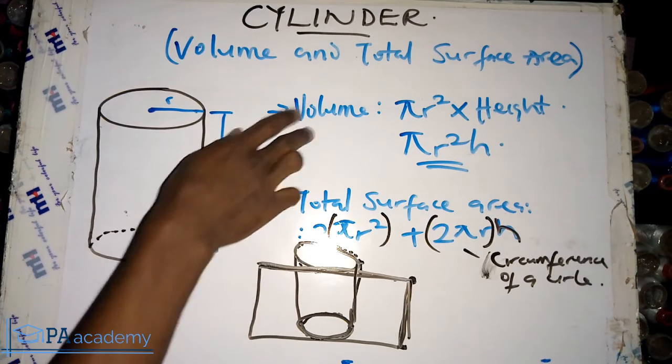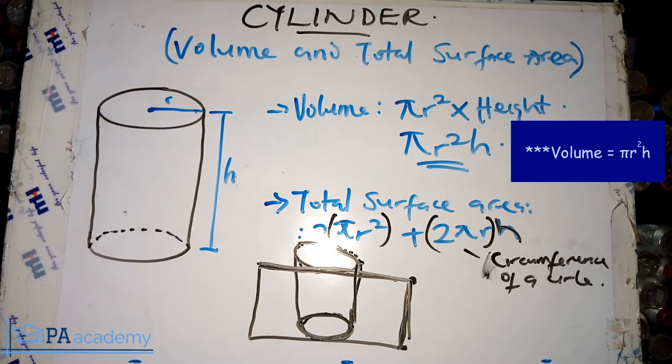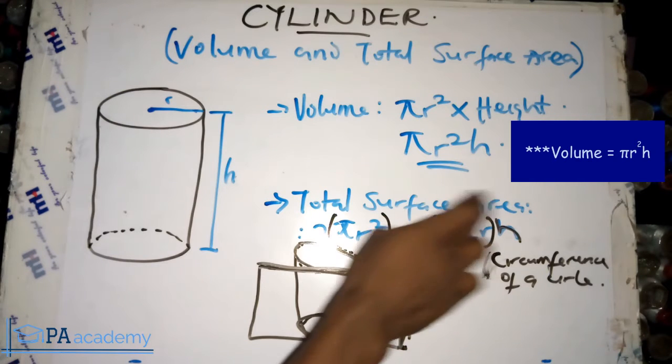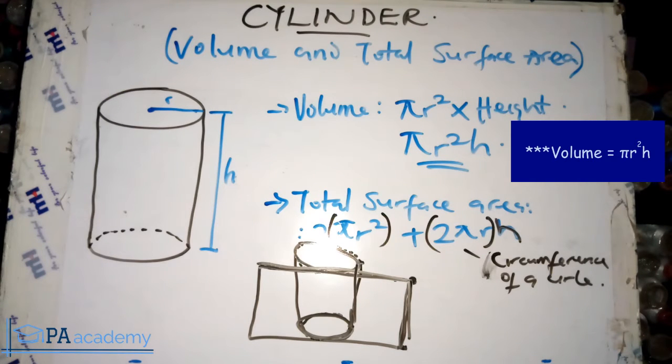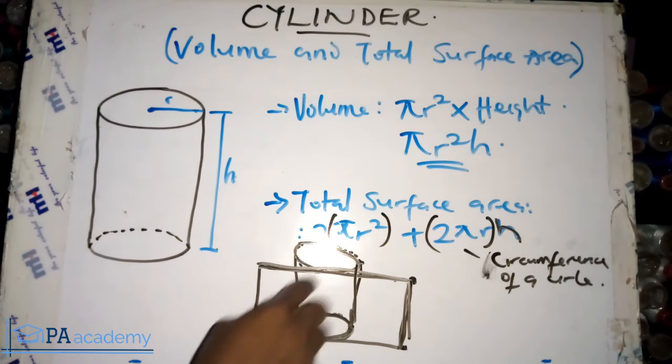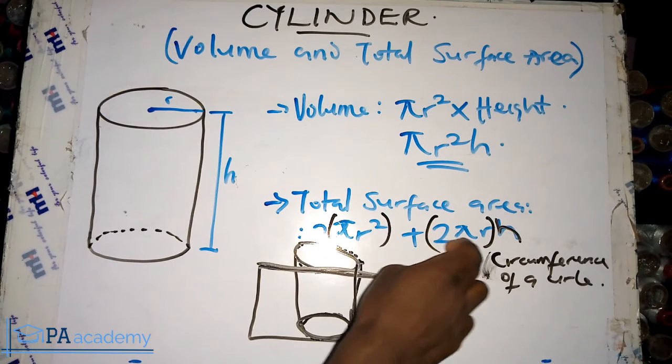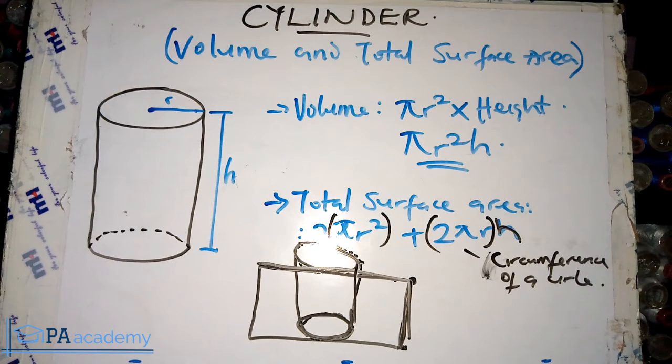So if you are asked to calculate the volume, this is the formula, pi r square. Then for the total surface area of a cylinder, we have it as what? 2 pi r square plus 2 pi rh. So now let's look at one example, and we are going to apply this formula.